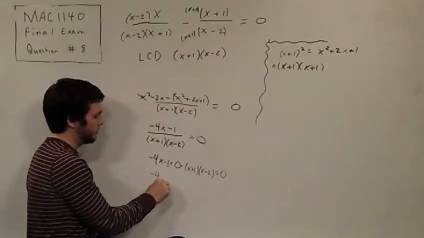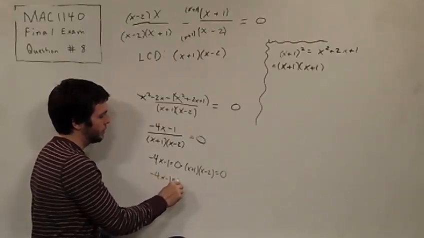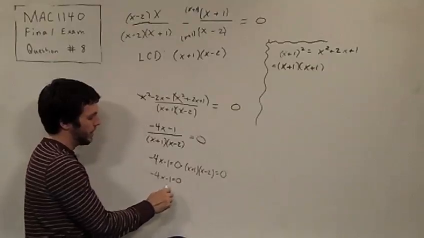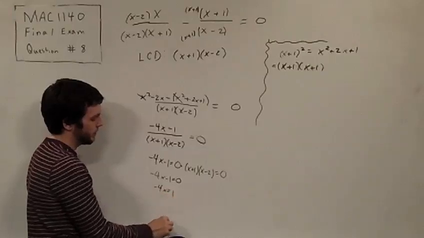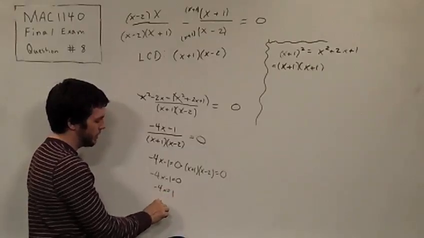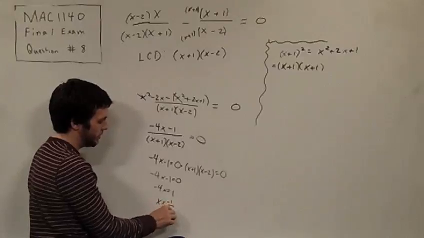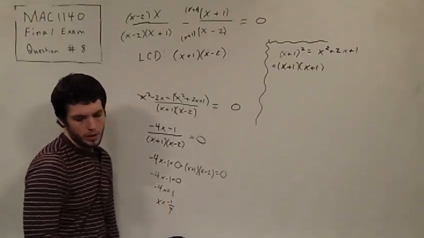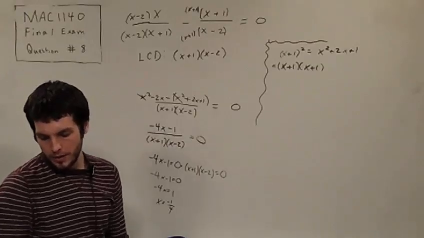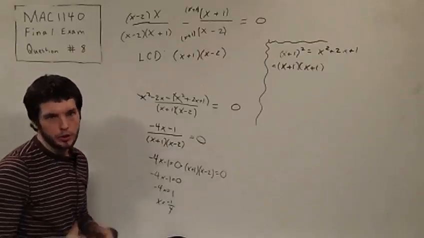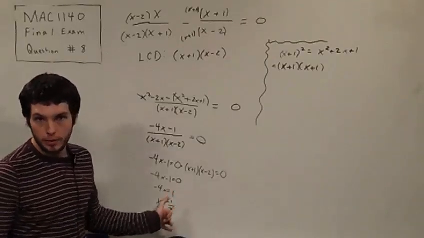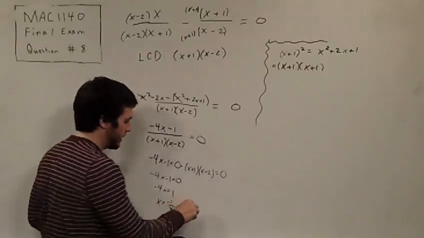So minus 4x minus 1 equals 0. Add the 1 over, so minus 4x equals 1. Divide both sides by negative 4. You have x equals negative 1/4. To give the answer, it says choose the interval that contains all the solutions. So we want to choose the interval that contains negative 1/4, and that is answer E.